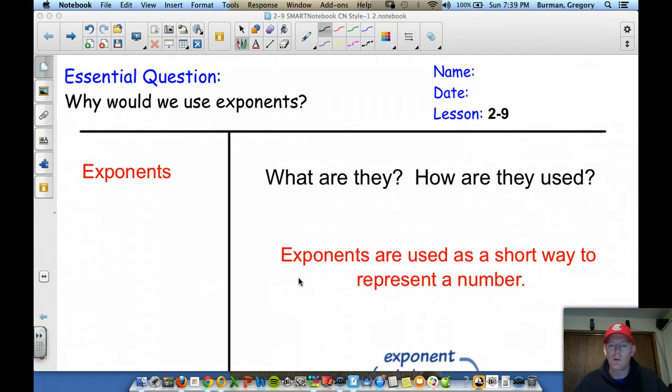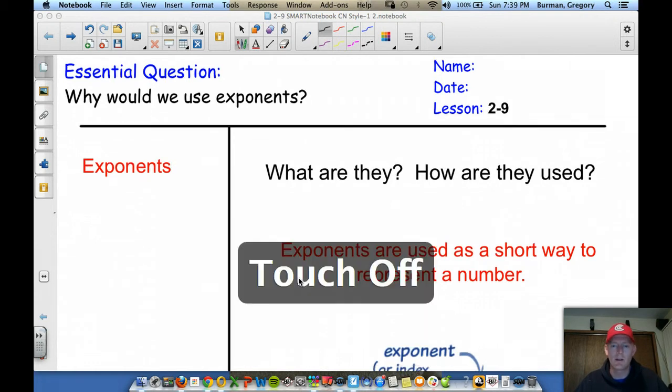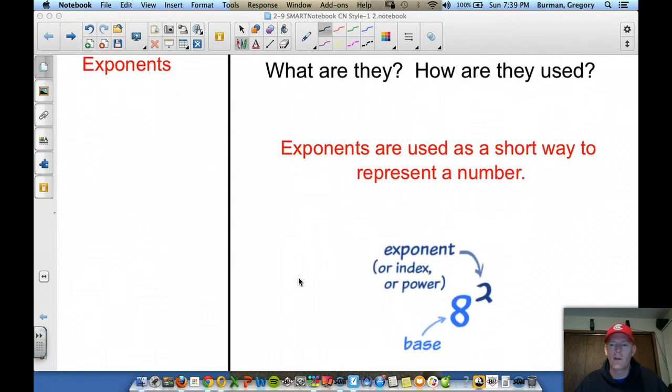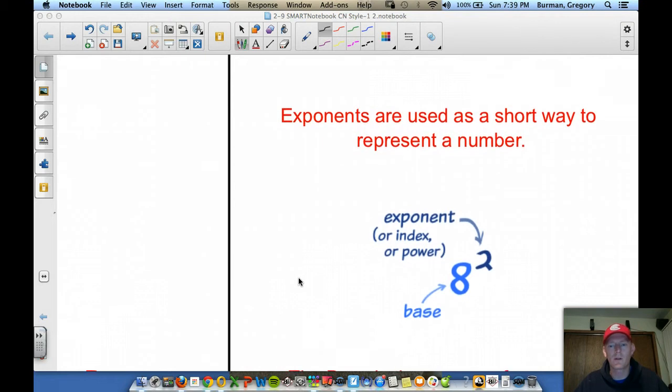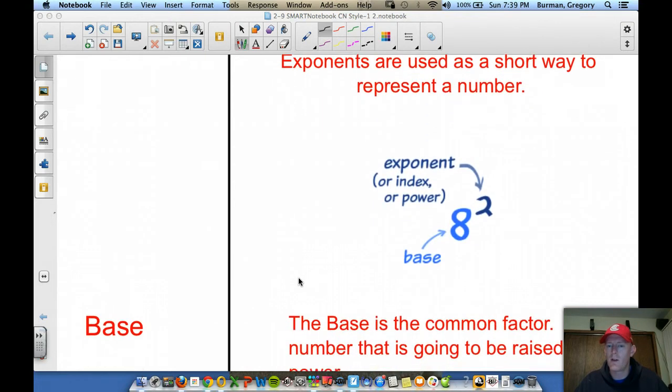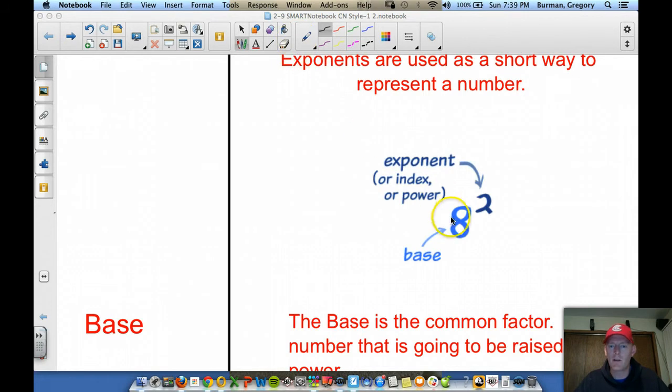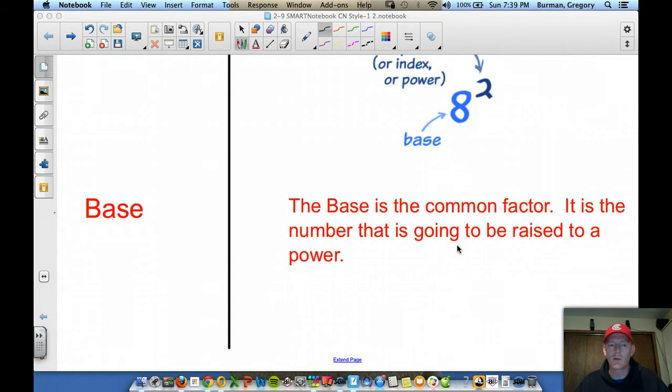So exponents, what are they and how are they used? Exponents are just a way for us to write larger numbers or smaller numbers in a short fashion. So over here you can see that we have the base of a number, and then this guy up here is called the exponent, or it's called the index, or it's called the power. If I see an x to the second power, you might hear me say x squared. If I see an 8 to the second power, or an 8 to the third power, you might hear me use the words cubed. So a base is the common factor that is going to be multiplied over and over and over again, or being raised to that power.